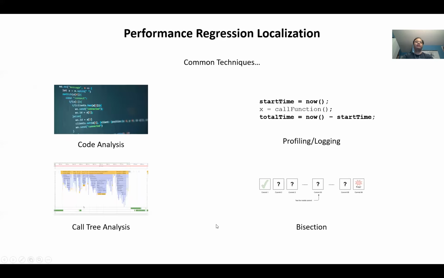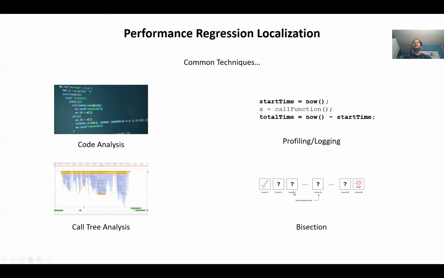There are many different techniques that people use to localize regressions, in particular software performance regressions. You can see four of them here. We have code analysis, and there's profiling or logging, so adding some logs to the code and instrumenting it. And then there's also call tree or timeline analysis. You can even say that call stack analysis falls under this umbrella. But the main technique that we're going to be focusing on for this presentation is bisection.